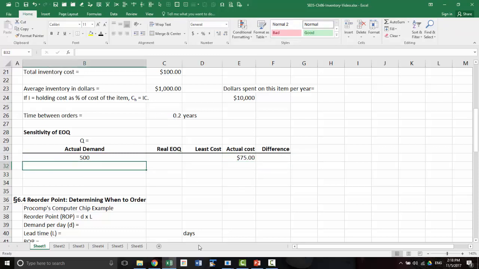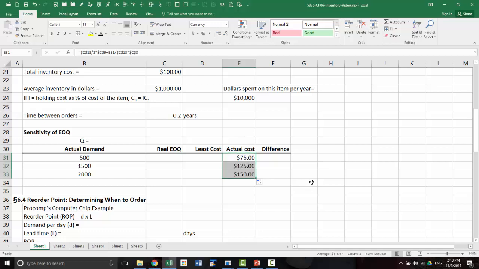Okay, so another, suppose it was 1,500 instead of 1,000, and now instead of 1,000, it turned out to be 2,000. Now the actual cost would turn out to be, since I set it up with proper absolute references, we can copy this. So these will be the costs.